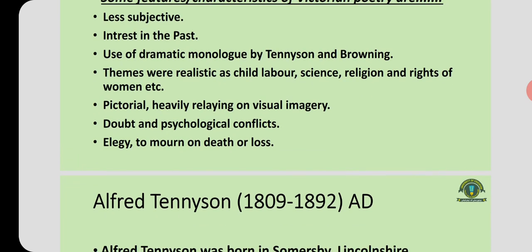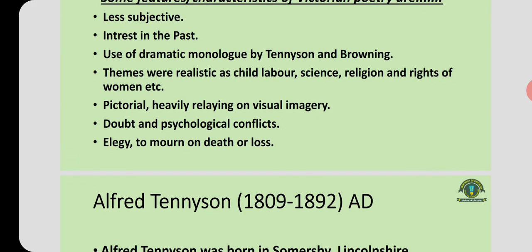Themes were realistic, always touching on realism, which is the basic characteristic of the Victorian age. For example, the theme could be child labor or any social evil of that time. And the second major theme of that age was science, as you know that the knowledge which gives us the understanding of this world is called science. So, science is always a major theme in each and every age.